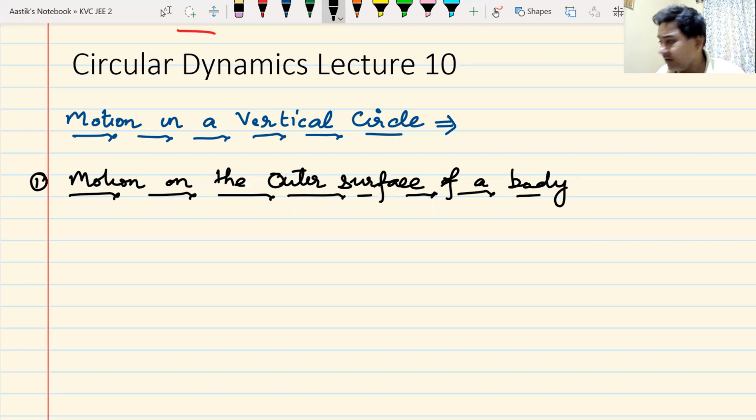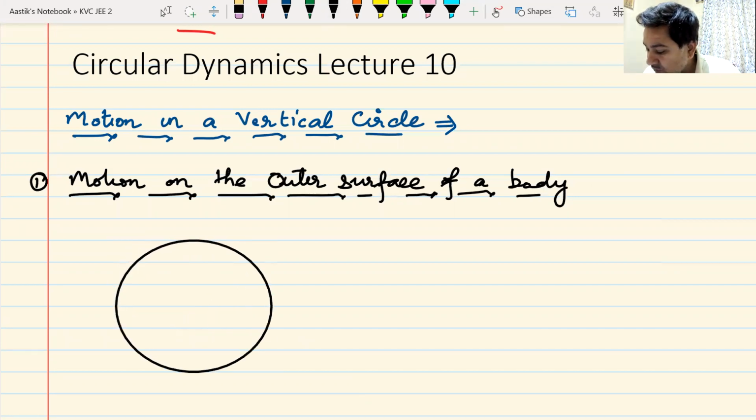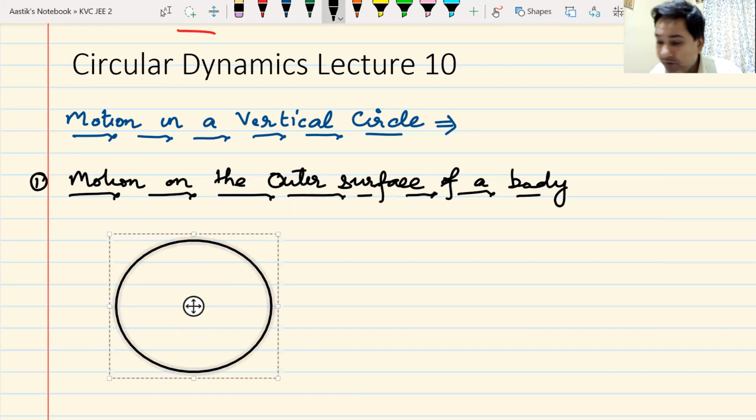Now, when I talk about this motion on the outer surface of the body, how is the body going to be kept? The body is going to be kept on a horizontal floor. The body will be kept vertically like this. Now this body, if I have to draw it, I would draw it like this. So this is my body, and this body is kept vertical.